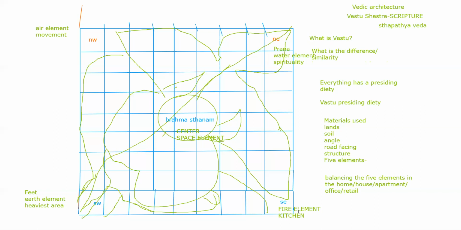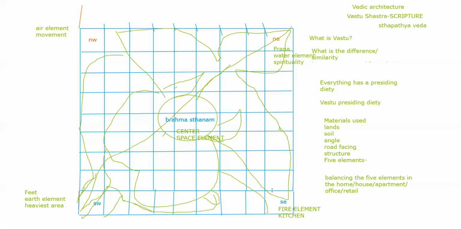Laundry would be water element. No, it wouldn't be inauspicious. It's just that if you have water in the fire, then the fire would go down. The Agni of the house would go down. So anybody whose kitchen is in the southeast?